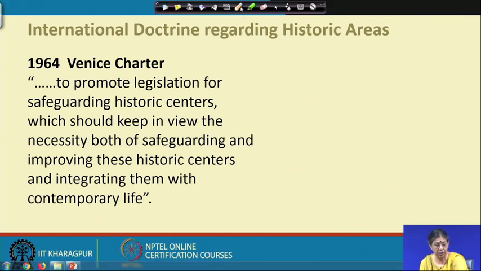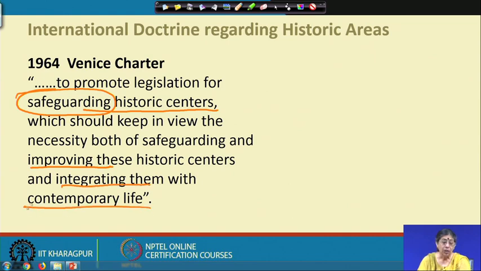So, let us see what it is talking about. It is talking about safeguarding the historic center. Safeguarding, we must keep in mind, is trying to keep that, but it is also talking about improving this historic center and integrating them with contemporary life. These are very important points: how to integrate the historic fabric into contemporary life, because if it is to be a lived-in city, not a museum city, how do we integrate that?